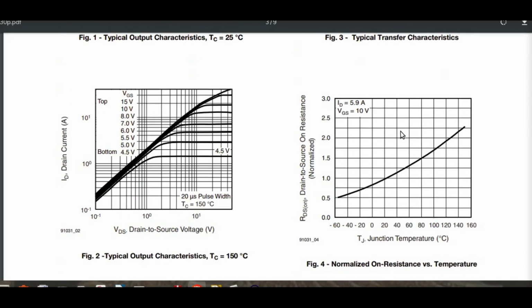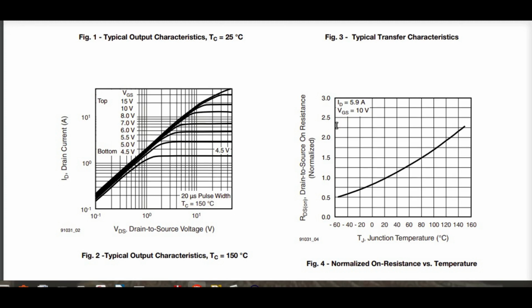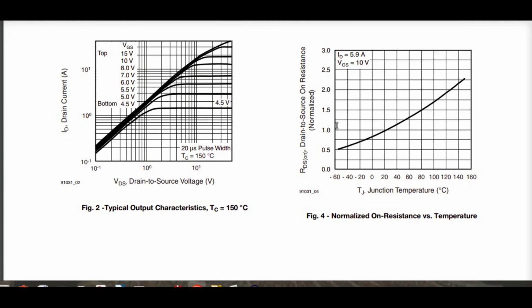And then another important graph is this one. This is to understand the behavior of the MOSFET. The MOSFET drain to source resistance will increase with increasing temperature. So if you increase the current, the resistance will increase. So the power dissipation within the MOSFET, that is I square R, will increase, because I is increasing and R is also increasing. So it may result in a runaway condition. So we should try to operate the MOSFET in a stable condition where the temperature will be stabilized at a fixed value.